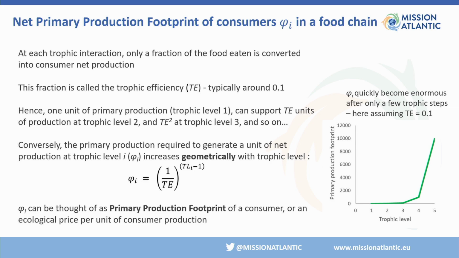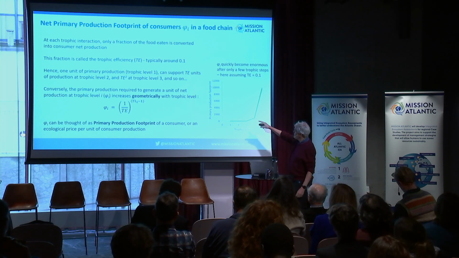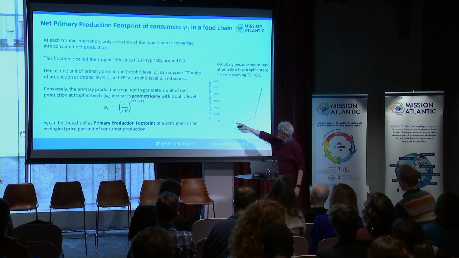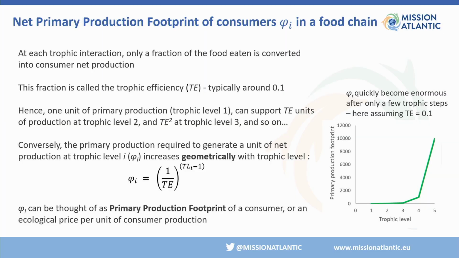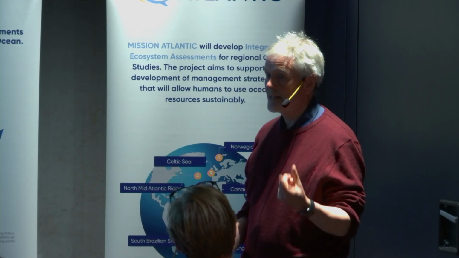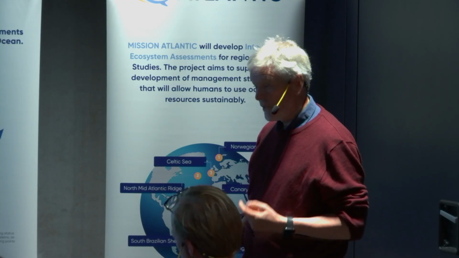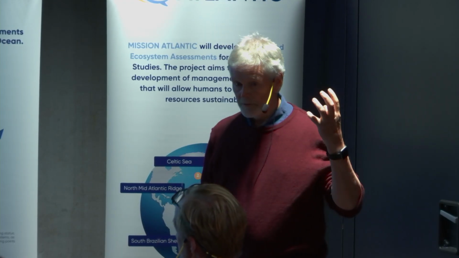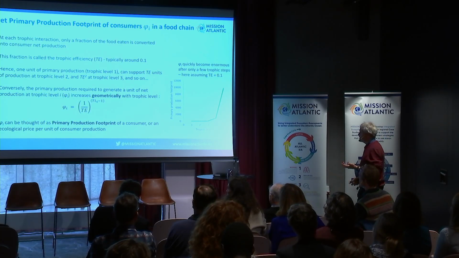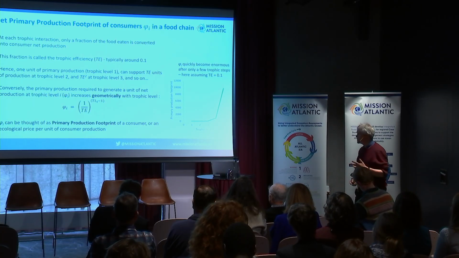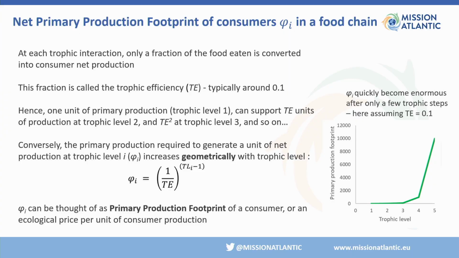So conversely, primary production required to generate a unit of net production at a trophic level increases geometrically with trophic level. And this is a picture of what happens if you do that calculation. So starting at a footprint of 1 for primary producers, by the time you get to footprint 5, you need 10,000 times the primary production. To produce a kilogram of whales, you need 10,000 kilograms of primary production to support it. And that's why whale biomass is so tiny compared to primary producers in an ecosystem. It's a really fundamental property of how ecosystems work. So you can think of that as a primary production footprint of a consumer. It's like an ecological price for a unit of secondary production.